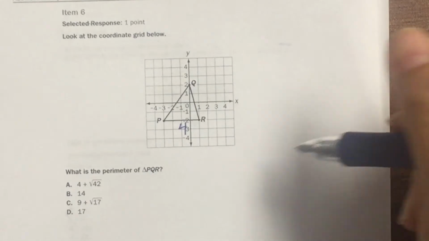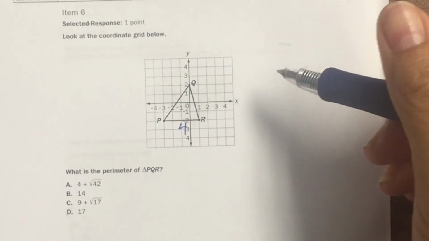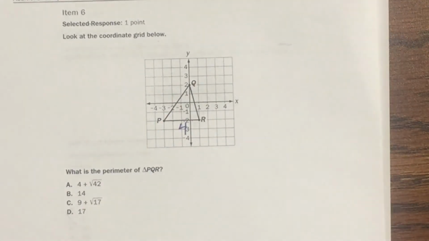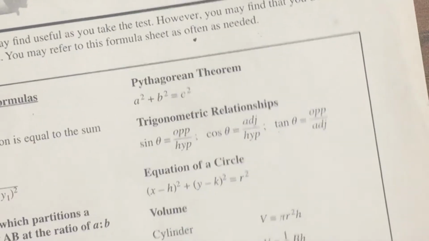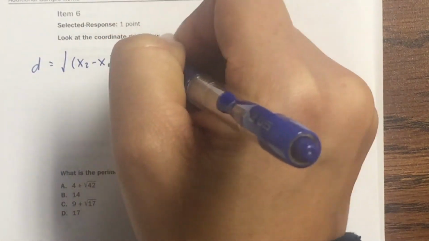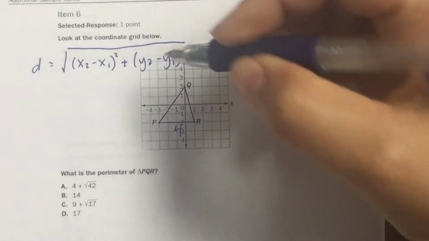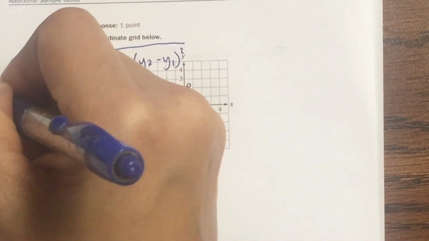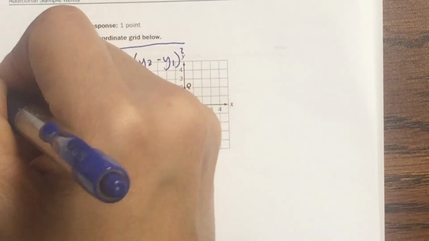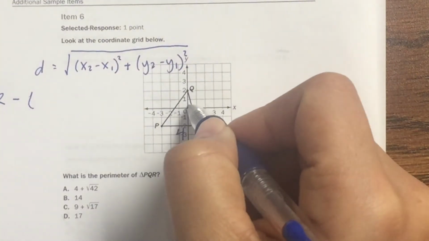You can use distance formula or Pythagorean theorem to find it. I'm just going to plug it into the distance formula because I have a calculator, and the calculator is easy, and I don't have to explain that much. So here's the distance formula, so I'm going to write that down. The distance formula is the square root of x2 minus x1 squared plus y2 minus y1 squared. All right, and I'm going to find the distance between Q and R. So Q is 0, 2.